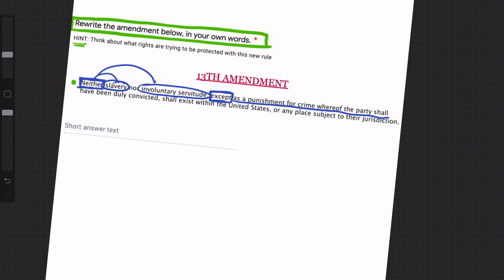Think about what rights are trying to be protected with this new rule. So what is being protected if the government is saying slavery is no longer allowed? What did slavery take away from people that this law is now going to try and protect? I'll give you about 5 seconds to think about that. What did this amendment try and protect that slavery took away? Freedom. Freedom is what this law is trying to protect. And freedom is what was taken away during slavery.